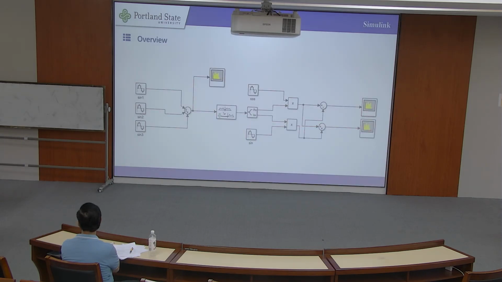Then I will introduce the Simulink method to realize the task. This is the overview frame of the Simulink. You can see that on the left side there are three single-tone signals, and we sum them, then transform this into an analytic signal with the analytic module, and we get the real part of it and the imaginary part of it. The imaginary part is just the Hilbert transform of the signal.